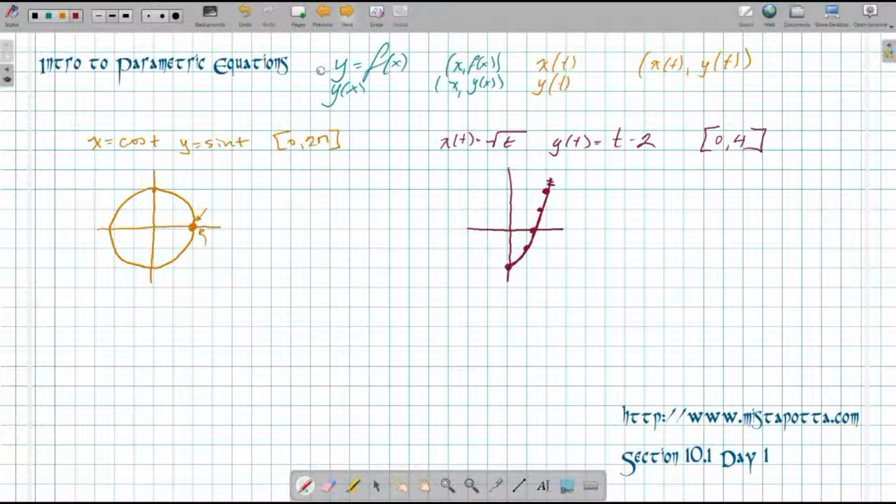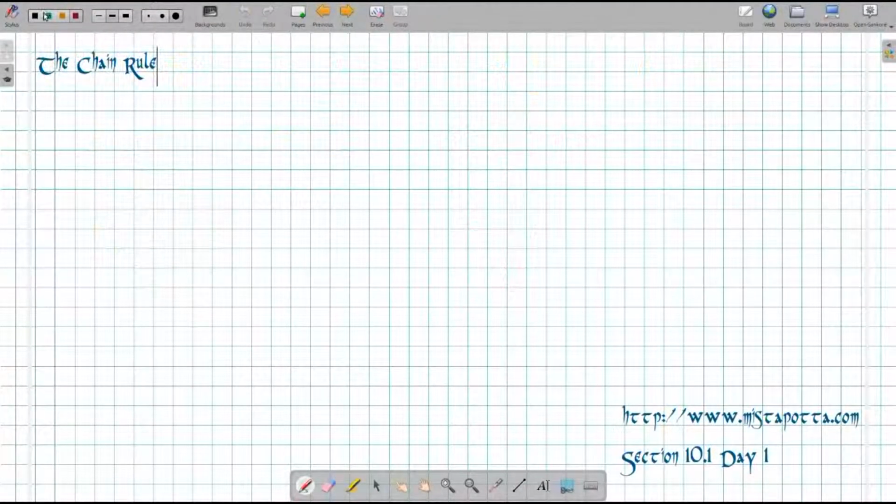Of course, this is a calculus class, so we're going to be looking at this in the context of calculus, and so I want to talk about our friend the chain rule. Now, since we're talking about x really being some function of t and y being some function of t, when I talk about x prime, I'm really talking about the derivative of x with respect to t.